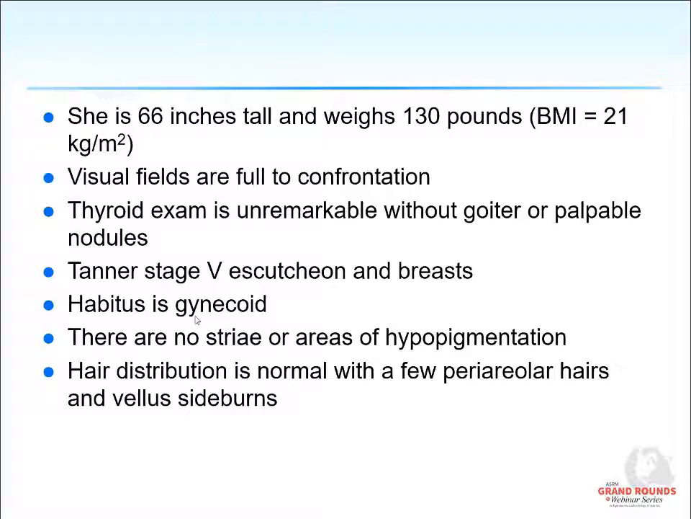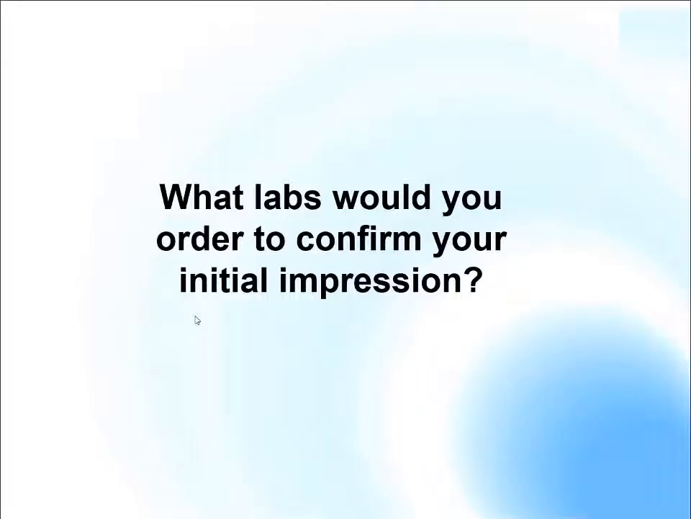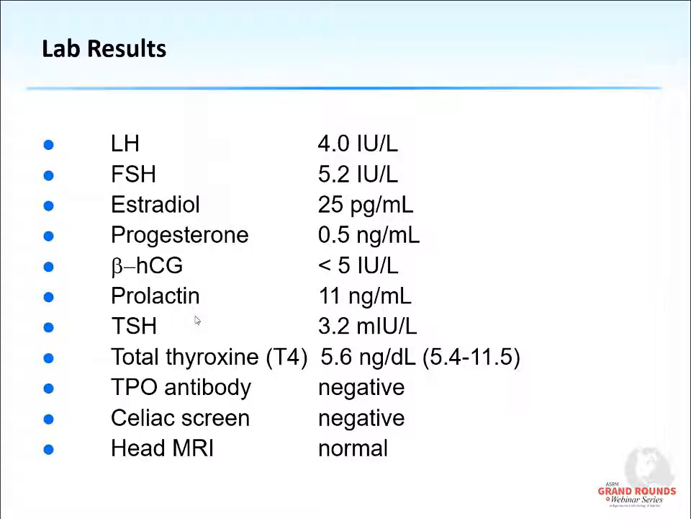There's nothing to suggest Cushing, such as stria or areas of hypopigmentation, and hair distribution is normal. So what labs would you like to order to confirm your initial impression? So here are some labs from a real person, and it's just what we talked about previously.